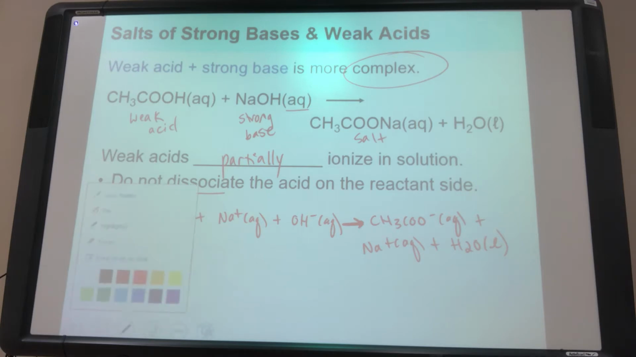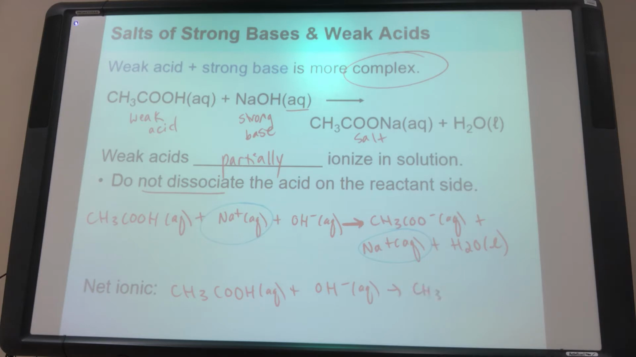So now we need the net ionic. What's the same on both sides? And that's it. That's the only spectator. It's the only one on both sides. So what we get left is my acid plus my base ion goes to my acid conjugate plus water.